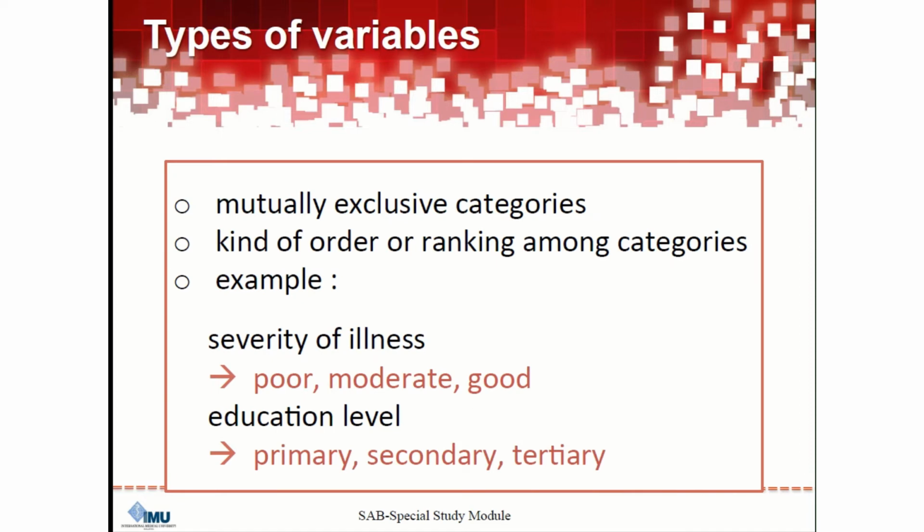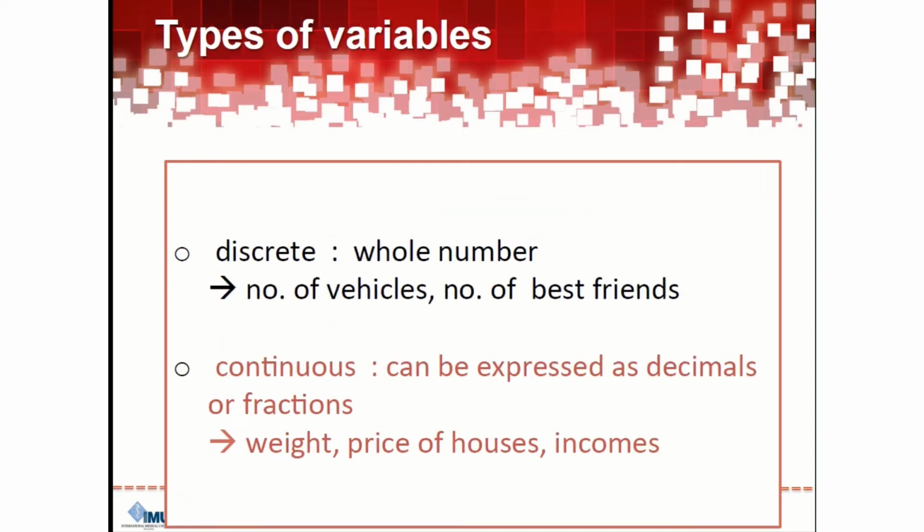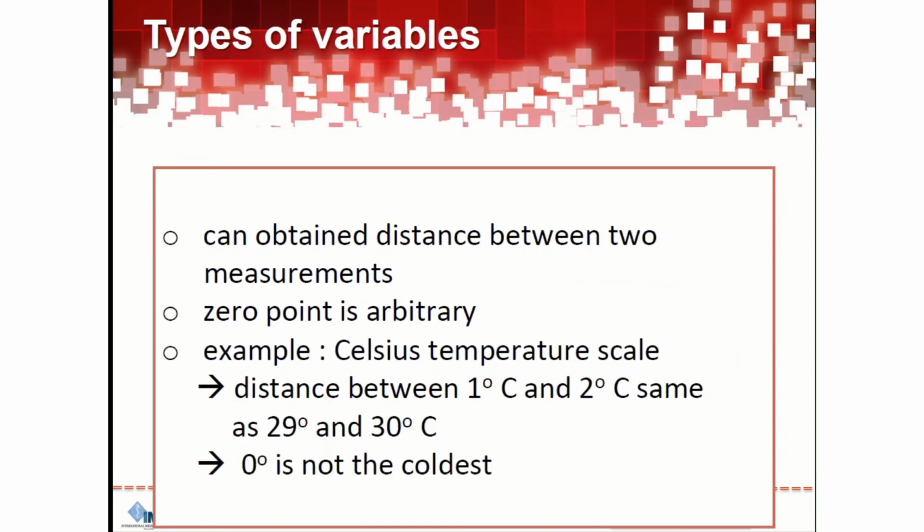Then there is an order also, right? If a person is poor in studies, he cannot again be marked as good in studies. It is mutually exclusive. Severity of illness, he can be poor, moderate, or good. Education level. Then types of variables, it can be discrete also, whole numbers, like number of vehicles, number of best friends. It can be continuous as decimals. For example, height and weight, all those things can be expressed in decimals.